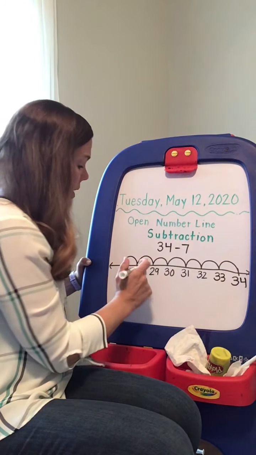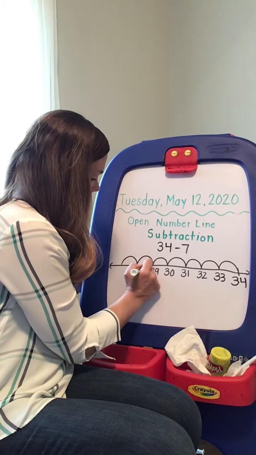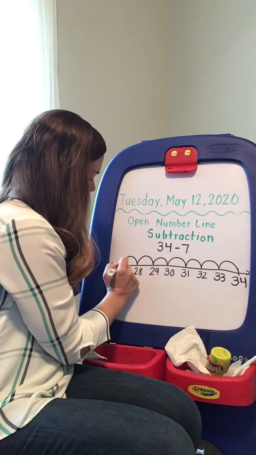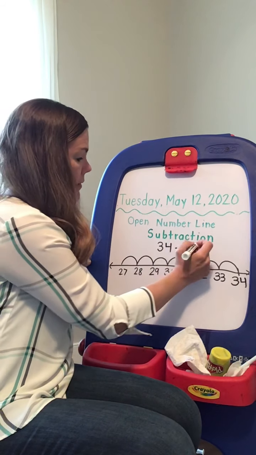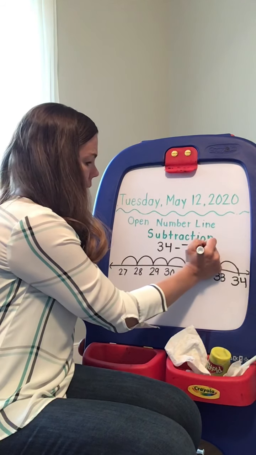Then we go to our 20s, and we have 28, and then we have 27. So 34 minus 7 equals 27.